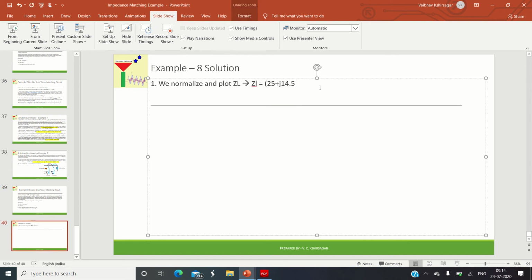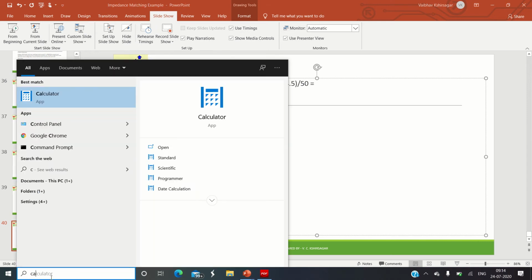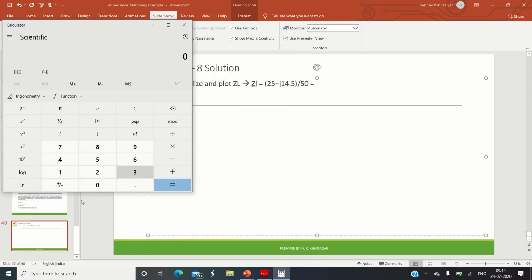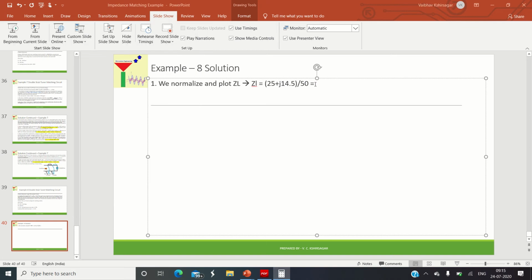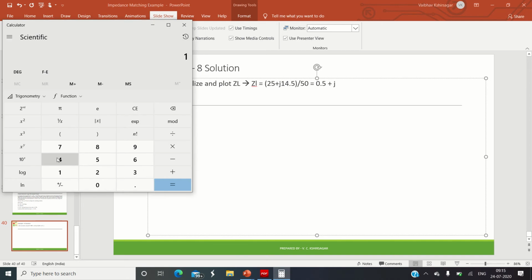We will go step by step again, and please pay attention to what steps I am performing and follow these steps along with me. Calculate 25 by 50, which is 0.5, and plus j times 14.5 divided by 50. We need to normalize the real part and imaginary part as usual, so it is 0.29.